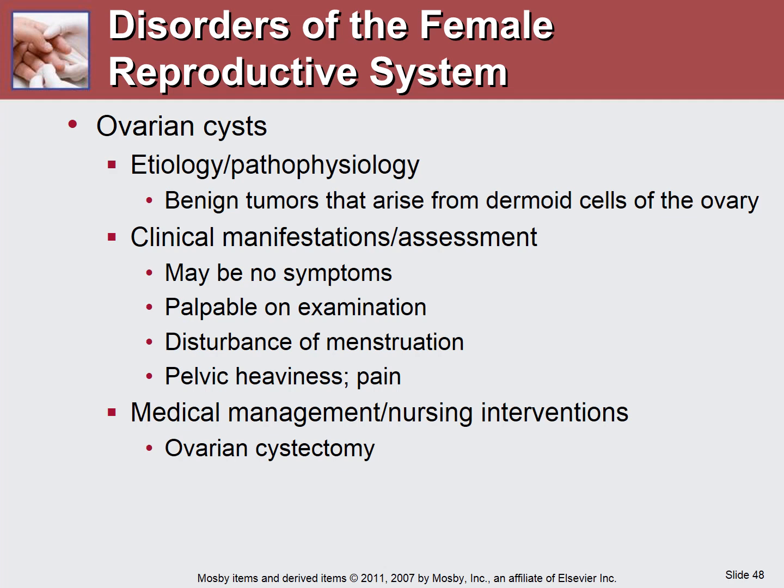Ovarian cysts are benign tumors that arise from the dermoid cells of the ovary. Generally, they may not have any symptoms, but if they get big, they can cause pain. They could be palpable with the examination, with disturbance in menstrual cycle, pelvic heaviness, and pain. So again, if it bothers them, they can do ovarian cystectomy. If it doesn't bother them, they'll leave it alone. Okay, so they can remove the cyst. Next slide.